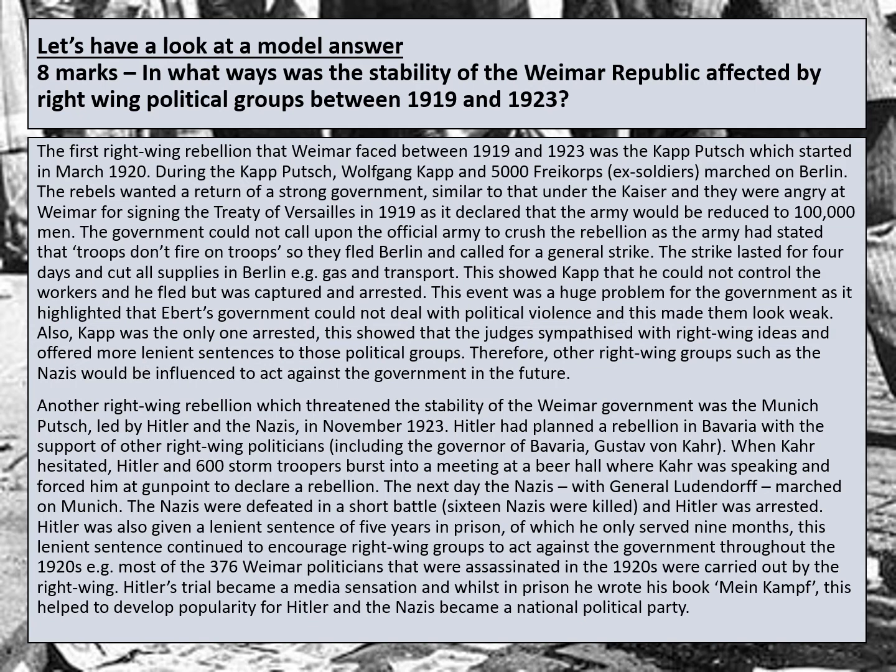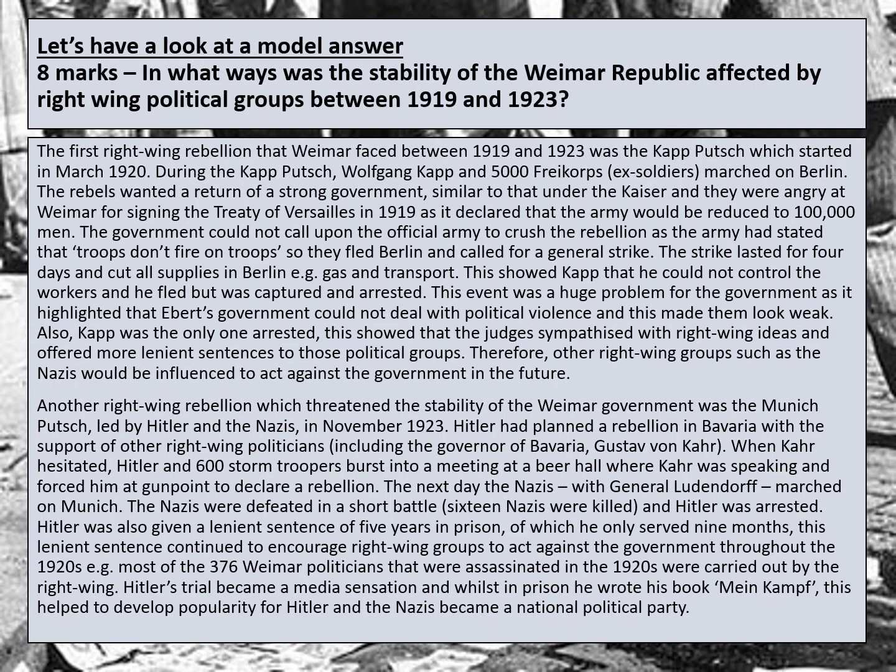Another right-wing rebellion which threatened the stability of the Weimar Republic was the Munich Putsch, led by Hitler and the Nazis in November 1923. Hitler had planned a rebellion in Bavaria with the support of other right-wing politicians, including the governor of Bavaria, Gustav von Kahr. When Kahr hesitated, Hitler and 600 stormtroopers burst into a meeting at a beer hall where Kahr was speaking and forced him at gunpoint to declare a rebellion. The next day, the Nazis with General Ludendorff marched on Munich. The Nazis were defeated in a short battle where 16 Nazis were killed, and Hitler was arrested.